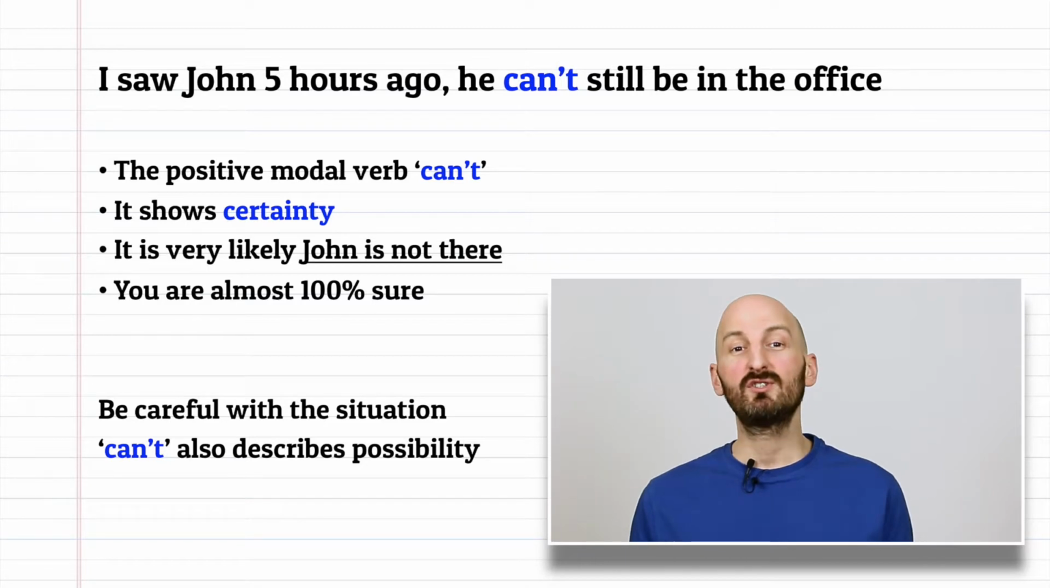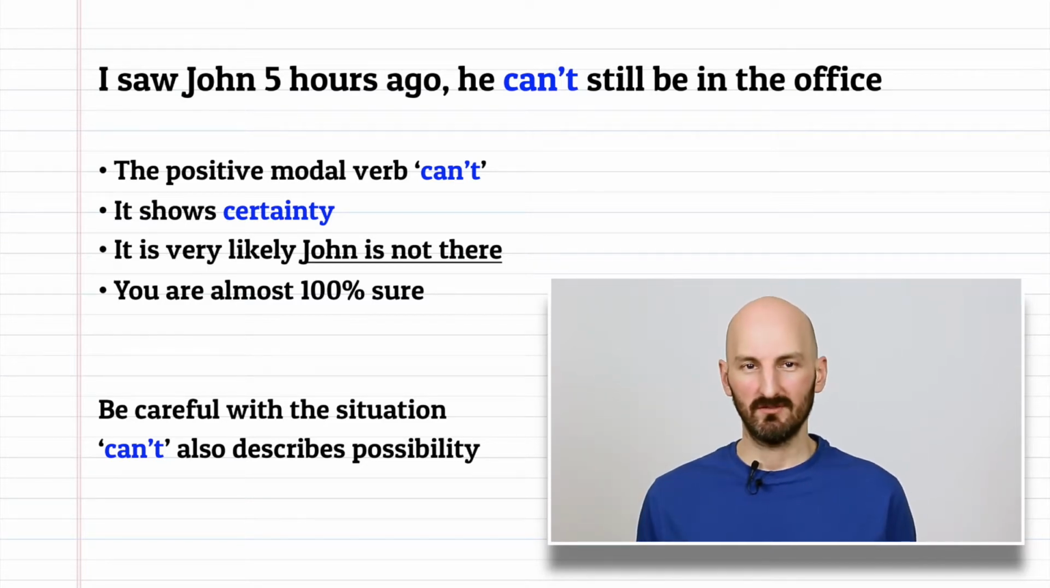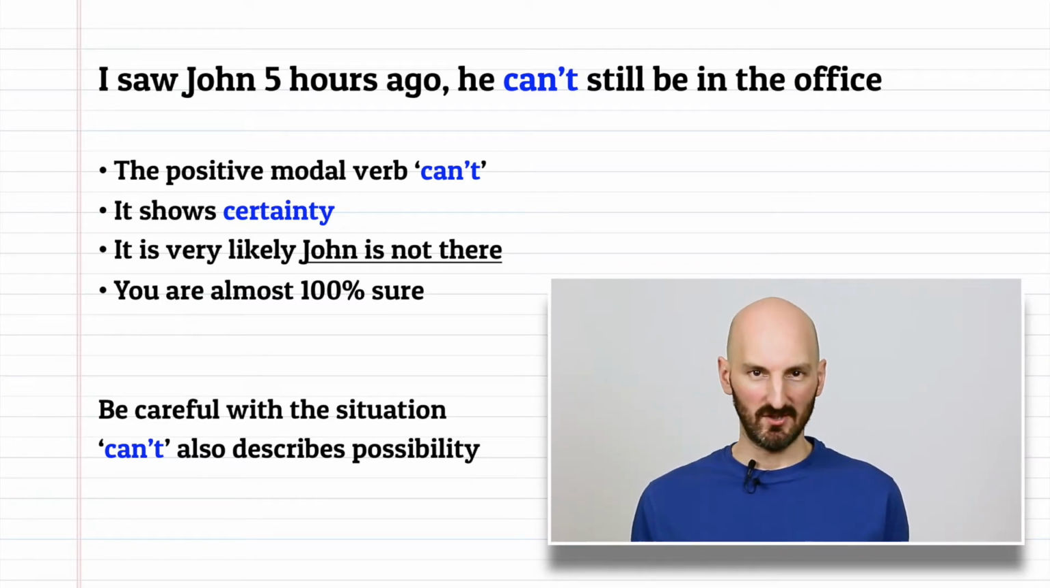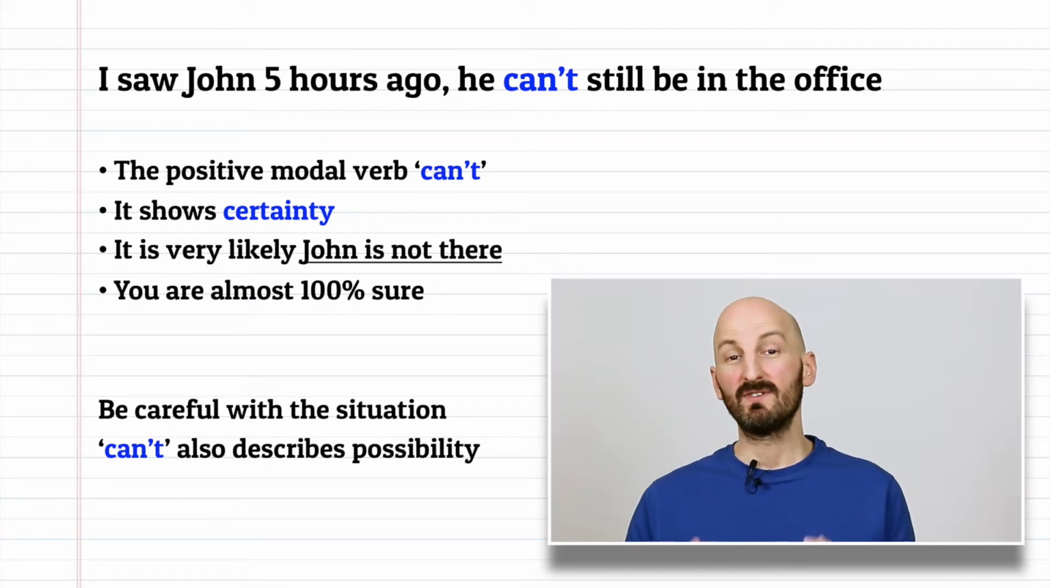Let's think. When did you see John? A while ago, 5 hours ago. Is it possible he's still in the office? Yes. Is it likely he's still in the office? No, it's very unlikely. So are you very certain? Yes. We use can't to describe certainty of a negative action or state, and the meaning is clear from the context and situation. Now remember, modal verbs are sometimes used freely by native speakers outside of the grammar rules. But don't worry, concentrate on the language in these lessons and you'll have an excellent set of tools to speak accurately, fluently, and express yourself fully.